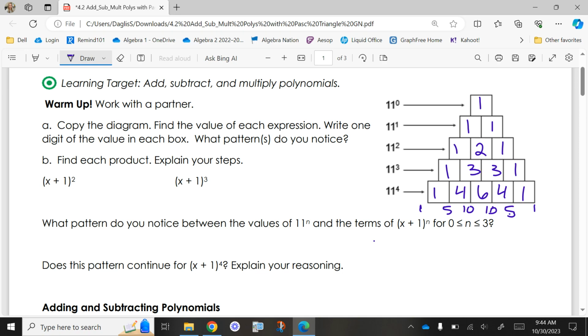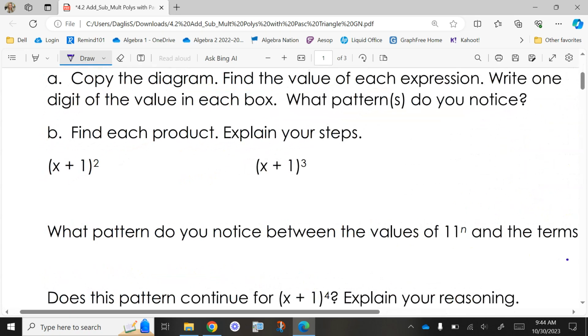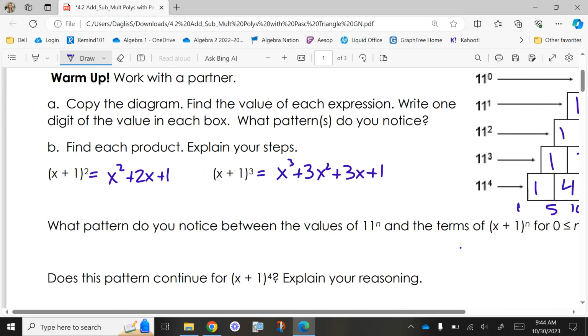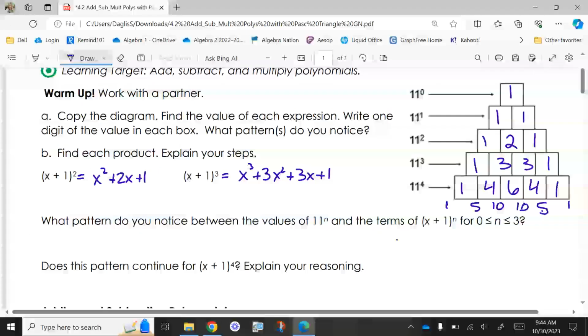Okay, so if I said to do x plus 1 squared, did we already do this? You got x squared plus 2x plus 1, right? And then when you did x plus 1 to the power of 3, you got x cubed plus 3x squared plus 3x plus 1. Do we see any pattern between what you got when you multiplied versus anything on the triangle?